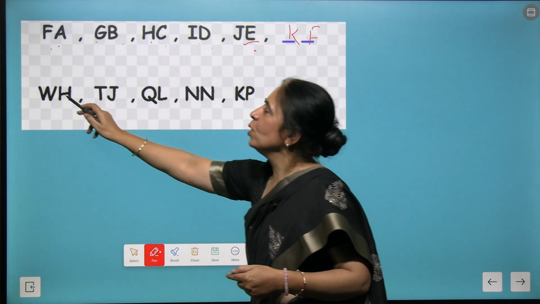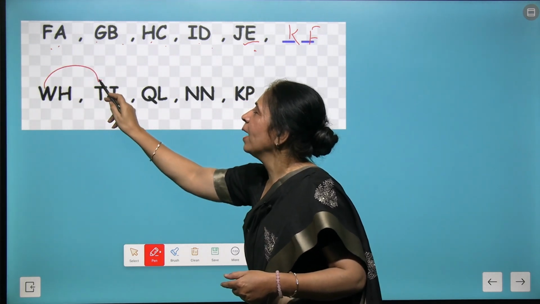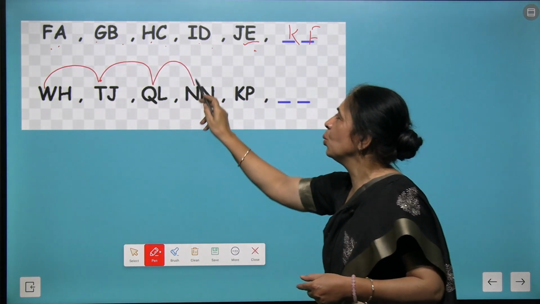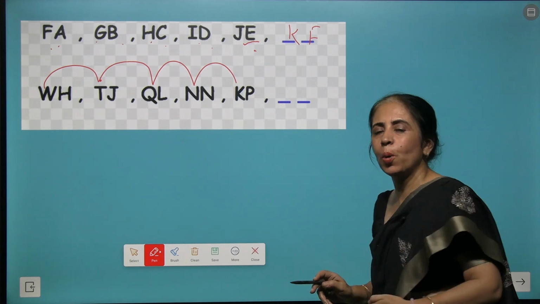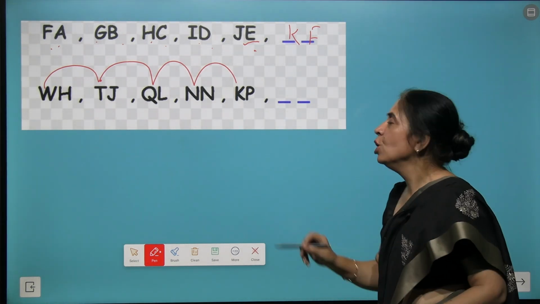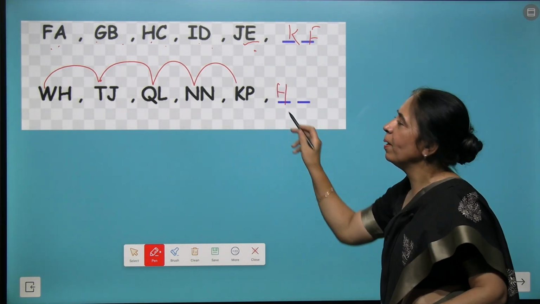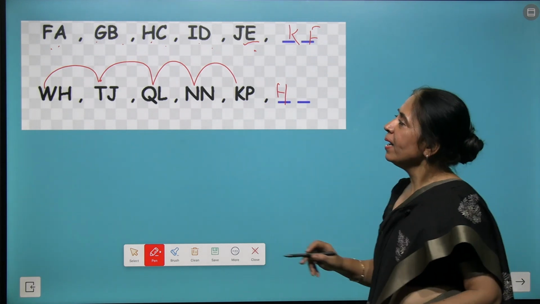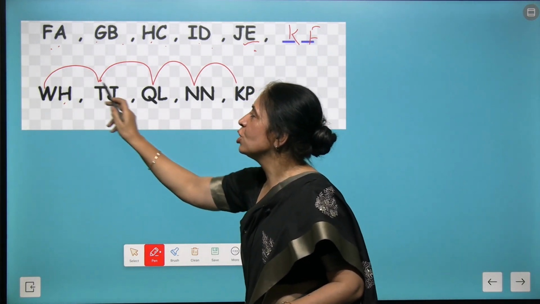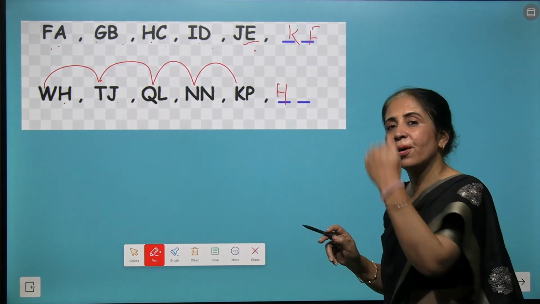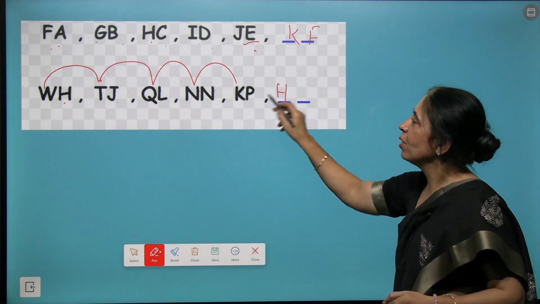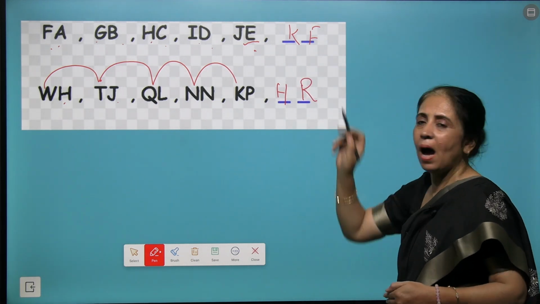Now here we could see that every time it is -2, isn't it? The alphabet is going back by 2. So the next alphabet will be H. And here we say H, J, L. This is increasing order. So after P, plus 2 becomes R.